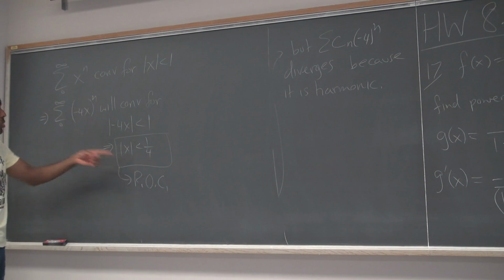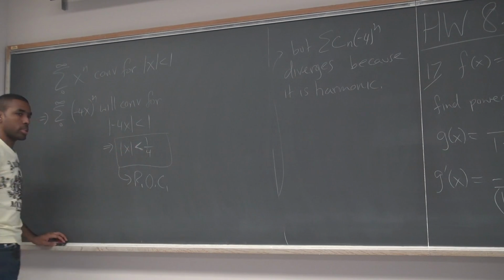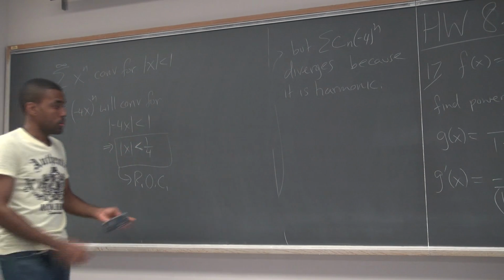Notice that here x is equal to a quarter in absolute value. You just get the series of either 1 or minus 1 to the n. Both will diverge, so the strict inequality remains. It'll be exactly the same radius of convergence.